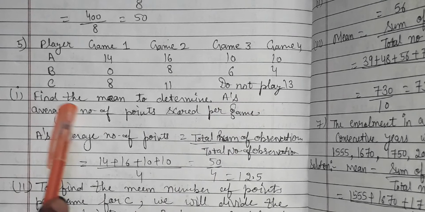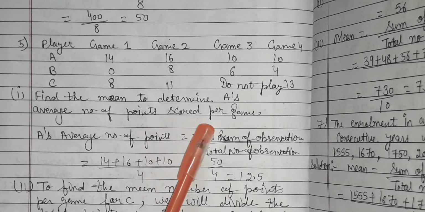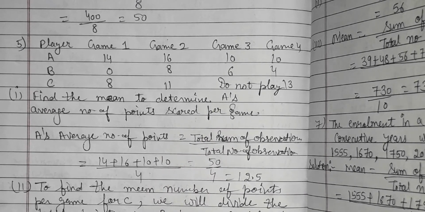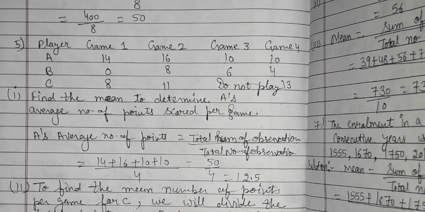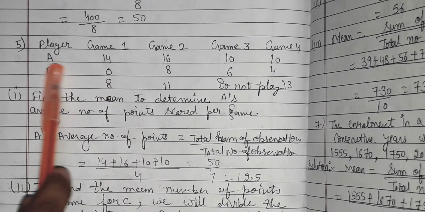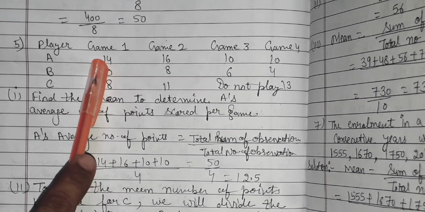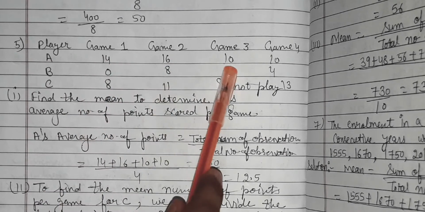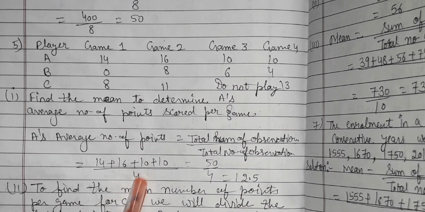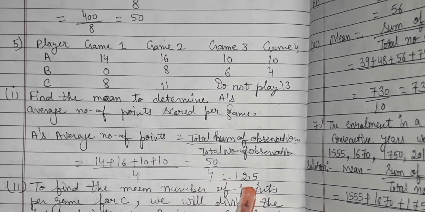First, find the mean to determine A's average number of points scored per game. It means you have to find the mean of player A. Player A has played 4 games. In the first game he scored 14, then 16, then 10 and then 10. We will add all these numbers and divide by 4 because he played 4 games. So the mean value is 12.5.